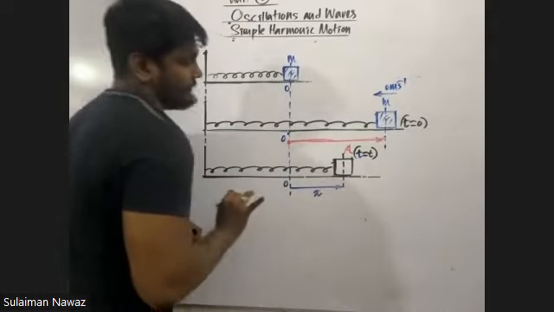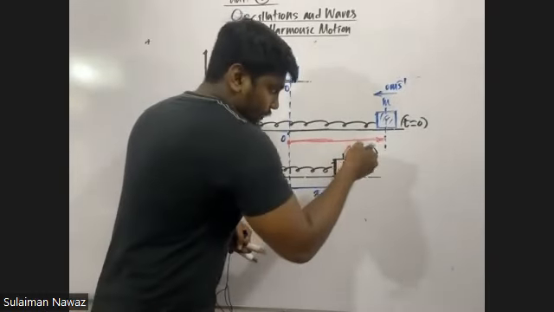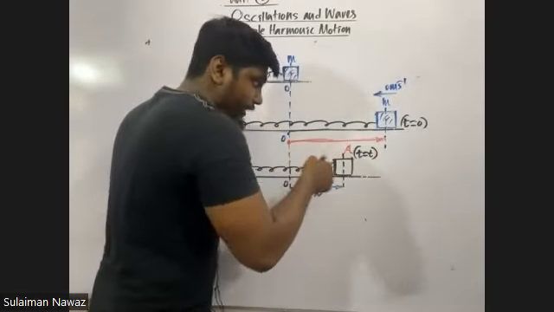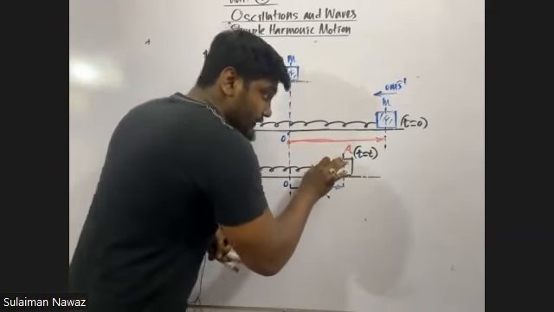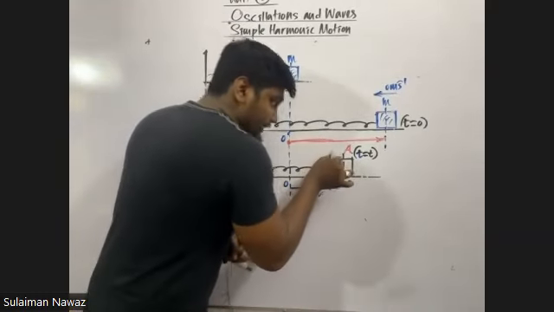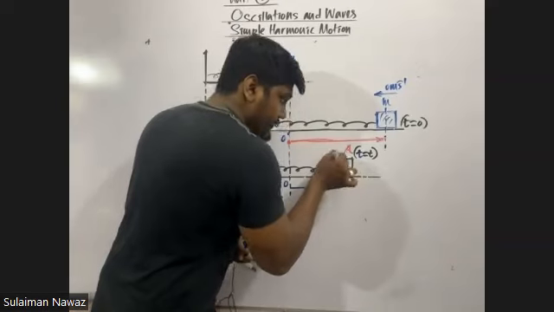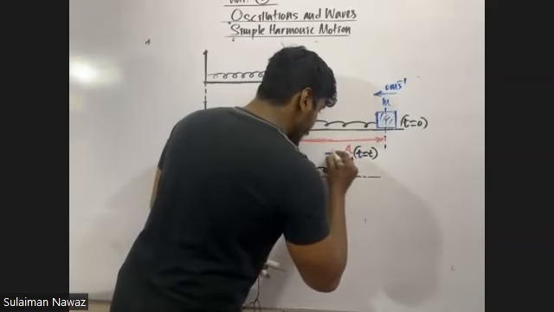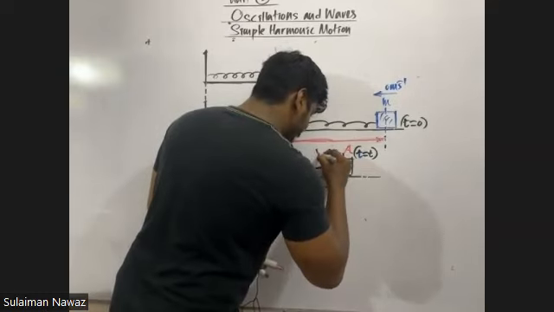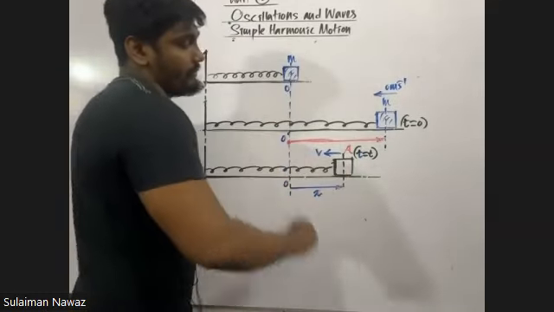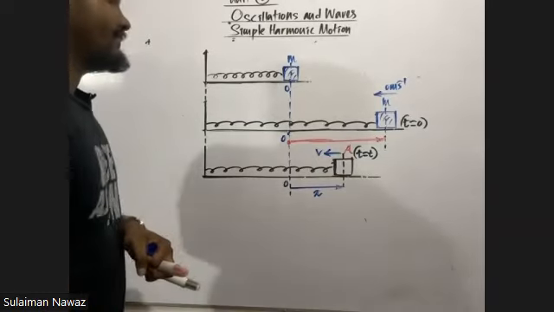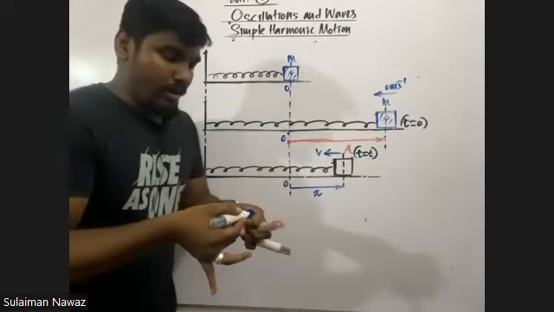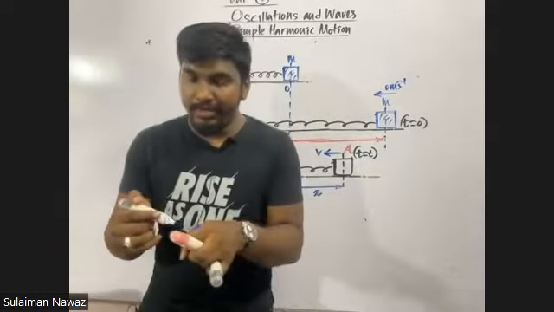Right now, this object is moving towards the equilibrium point. Therefore, at this instant, this object has a velocity. I say the velocity of this object at this instant is capital V. Now, what's my goal in this topic? What do we want to find actually?